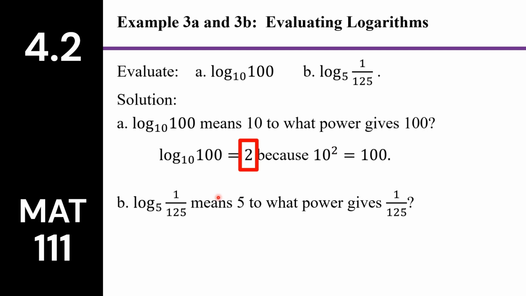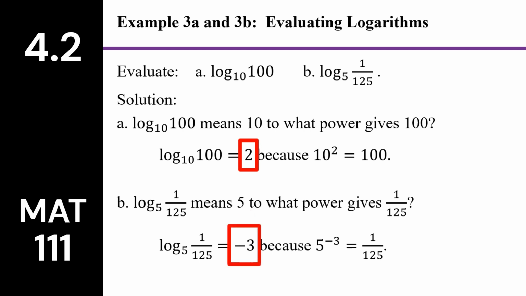In the next example, what power do we have to give to 5 in order to get 1 over 125? To start this one out, you have to recognize that 125 is 5 to the third power. But the answer isn't 3. We have a 1 over 5 to the third. So you need to recall that negative exponents give us reciprocals. So the reciprocal of 1 over 5 to the third is 5 to the negative 3. So we have to give 5 a power of negative 3 in order to get 1 over 125. So the answer is negative 3.